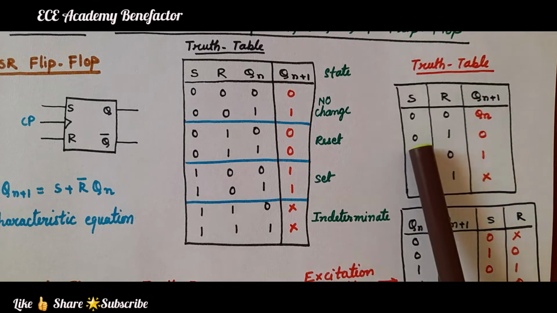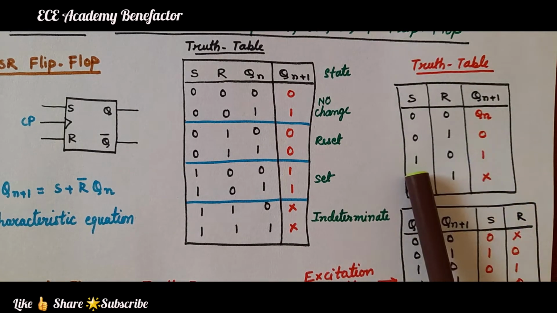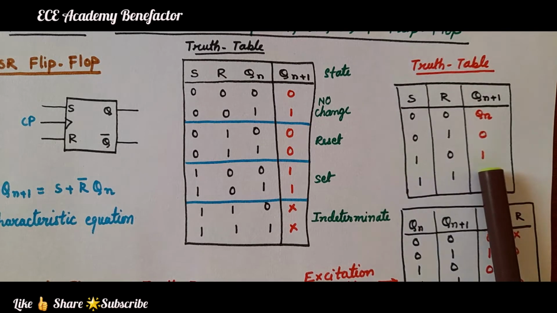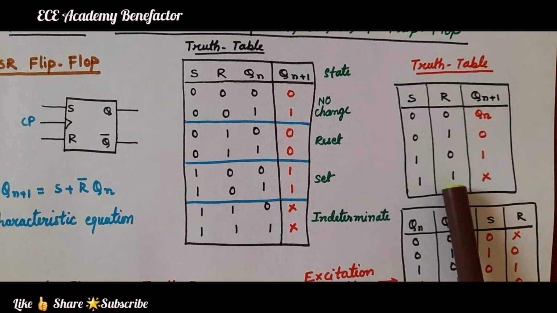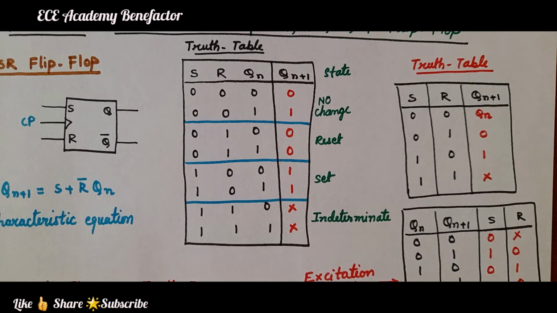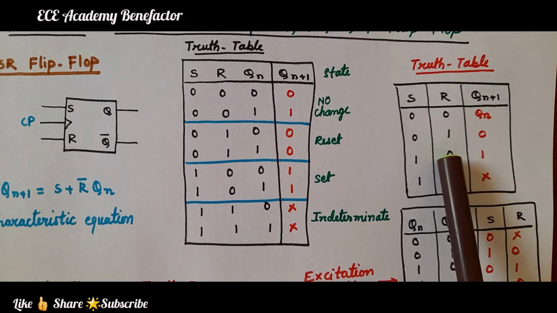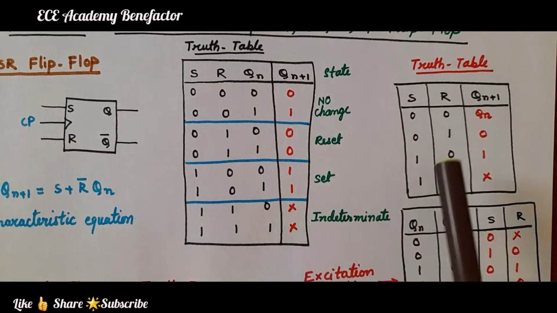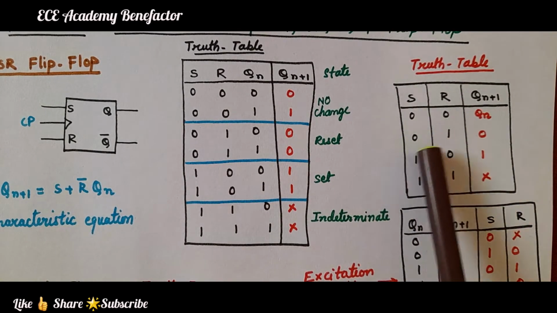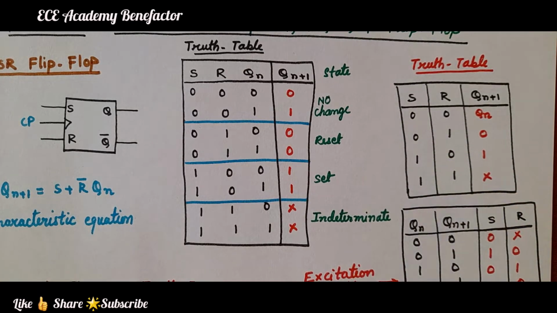0 1, S is 0, so reset, 0. 1 0, S is 1, set state, output is 1. 1 1, indeterminate, X symbol. Okay. So, this truth table can be written either in this form or this form. The SR is very clear: 0 0 no change, 0 1 reset, 1 0 set, 1 1 indeterminate state.